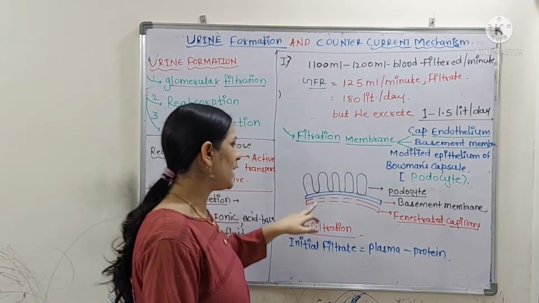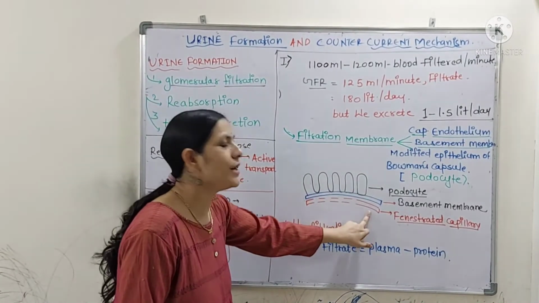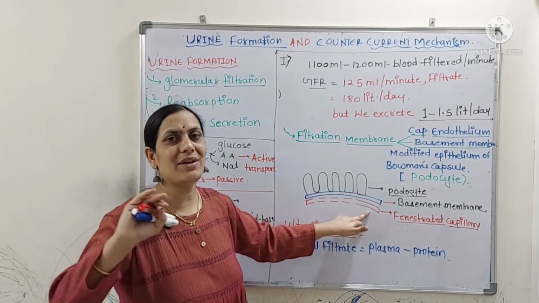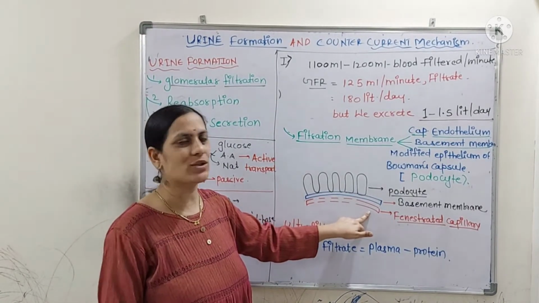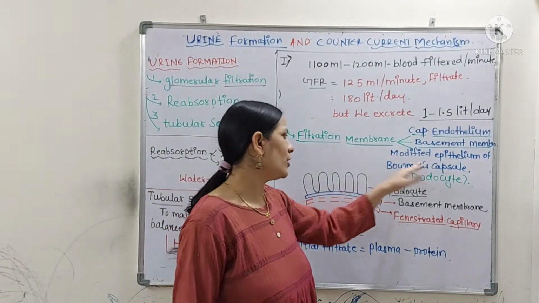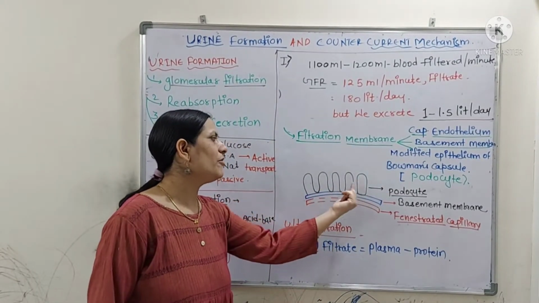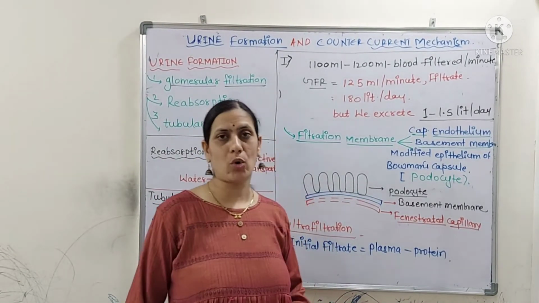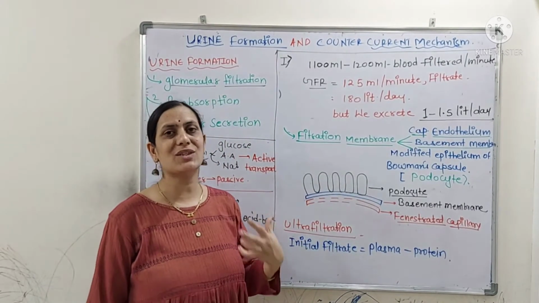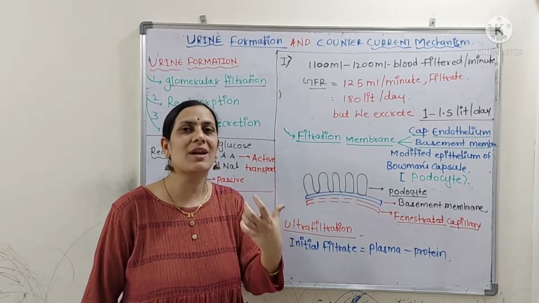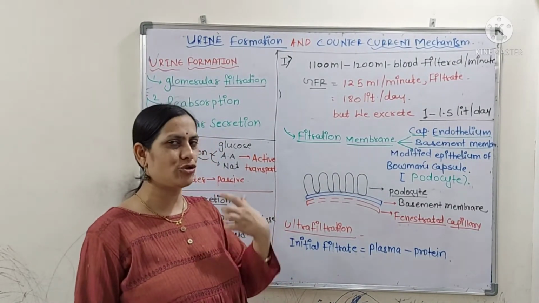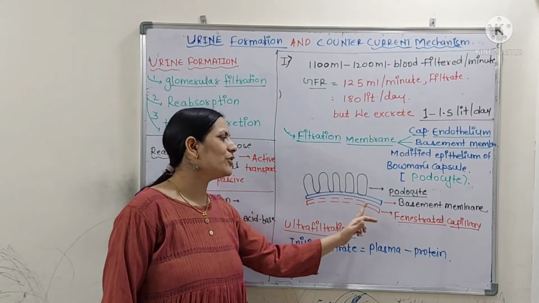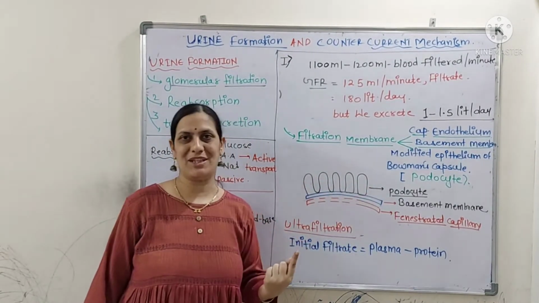One is the capillary endothelium, which is a fenestrated capillary. Fenestrated in the sense it has a number of slits or small openings over it. Then you have the modified simple squamous epithelial cells, known as podocytes, which are the modified simple squamous epithelial cells of the visceral layer of the Bowman's capsule. I told you this is a previous year question. And in between the podocytes and the fenestrated capillary, you have the basement membrane.